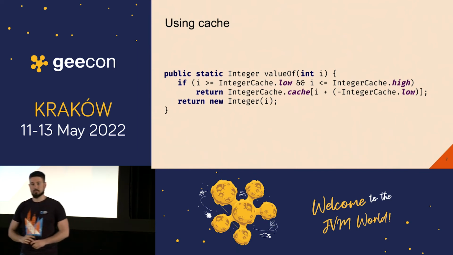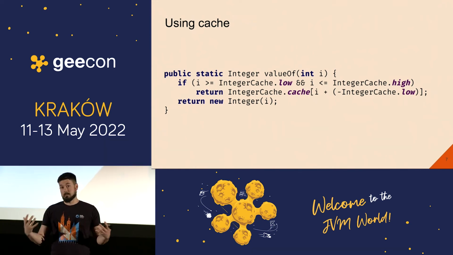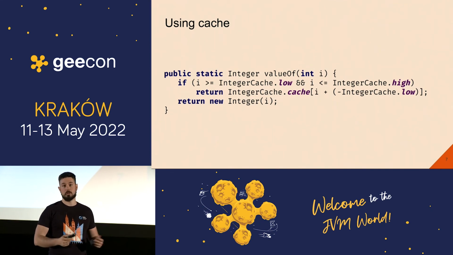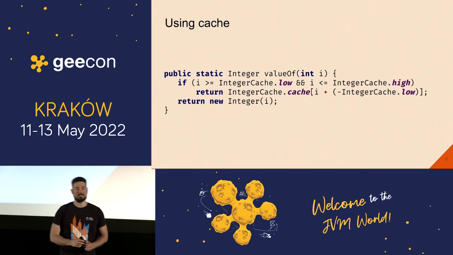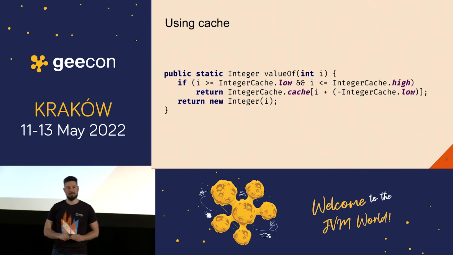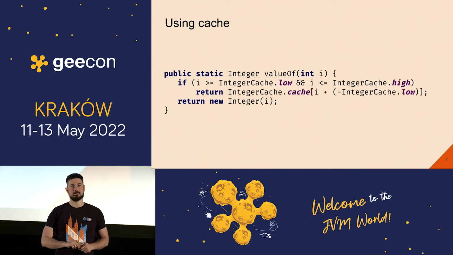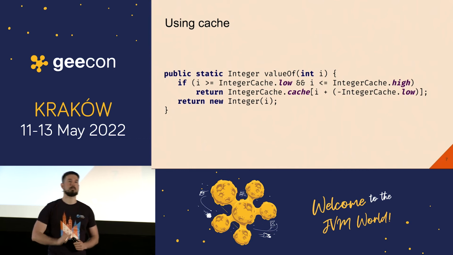What's the range of numbers for which you do not need to create a wrapped type out of an integer type in JVM? Hands up. So it's minus 127 up to 128. Close, but not.